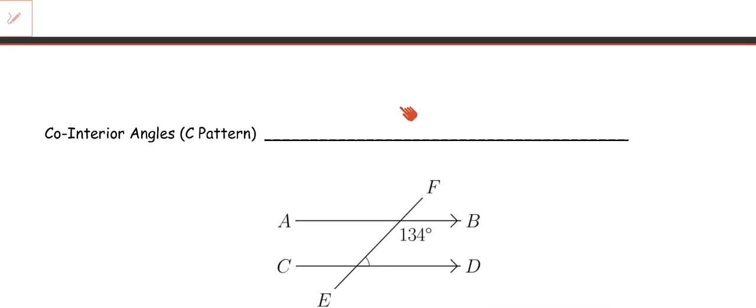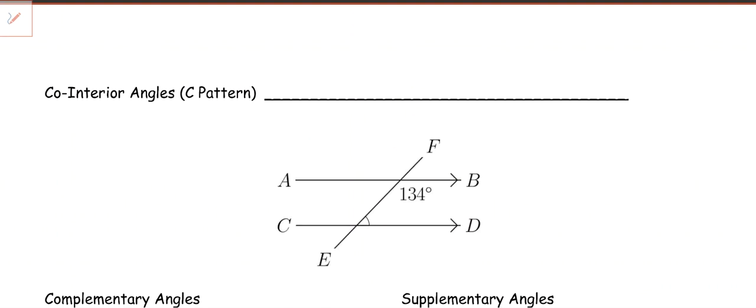Okay. And finally, co-interior angles. So this is the 134. Co-interior angles make a C shape. So if you think about it, I'm going along here, down there, and there. It's a C shape. Straight C, still a C.